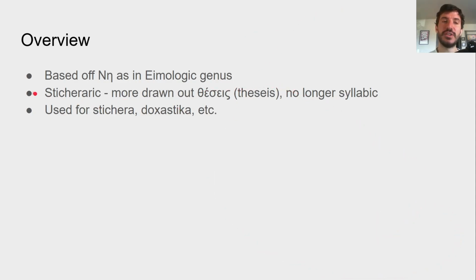And remember, for Sticheraric, which is one of those three genuses that we talked about in our last lesson, Irmologic, Sticheraric, and Papatic, there are more drawn out theses. So it's no longer as syllabic as Irmologic was. Syllables will often have longer, more drawn out theses associated with them. And it's usually used for stichira, such as during Great Vespers, Kyrie Kekraksa, and the following stichira after that, or Doxastika.